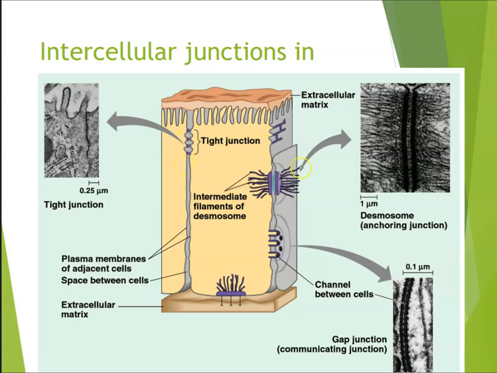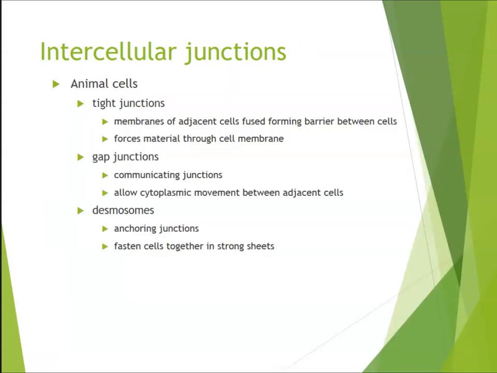And then you have these desmosomes here. Desmosomes are anchoring junctions. They fasten cells together in strong sheets. So these filaments extend out into the other cell and really provide a strong anchor between those two. And then gap junctions are another channel here that allow for the exchange of materials between them. So we have this tight barrier here, we have another anchoring barrier here, and then we have a channel between those cells. So here's the description of all of them for you.